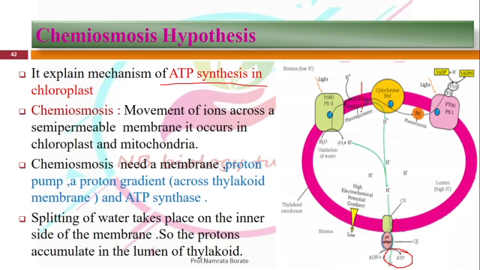Chemiosmosis needs a membrane. There is required a proton pump and a proton gradient across the thylakoid membrane. This is the thylakoid membrane. And the ATP synthetase enzyme is required to carry out the synthesis of ATP. The splitting of water takes place on the inner side of the membrane, in photosystem II.